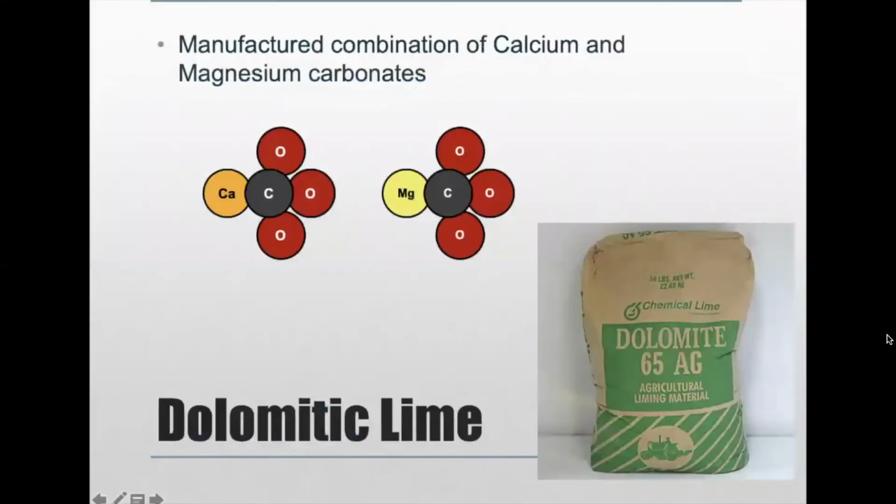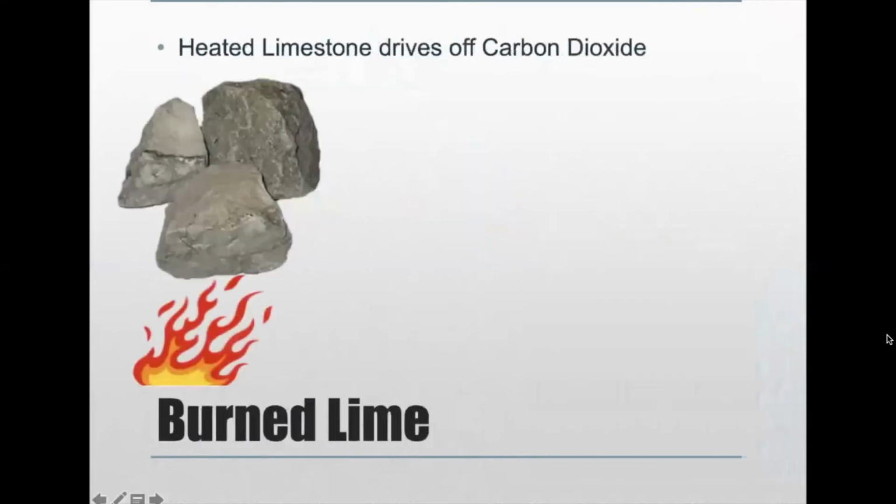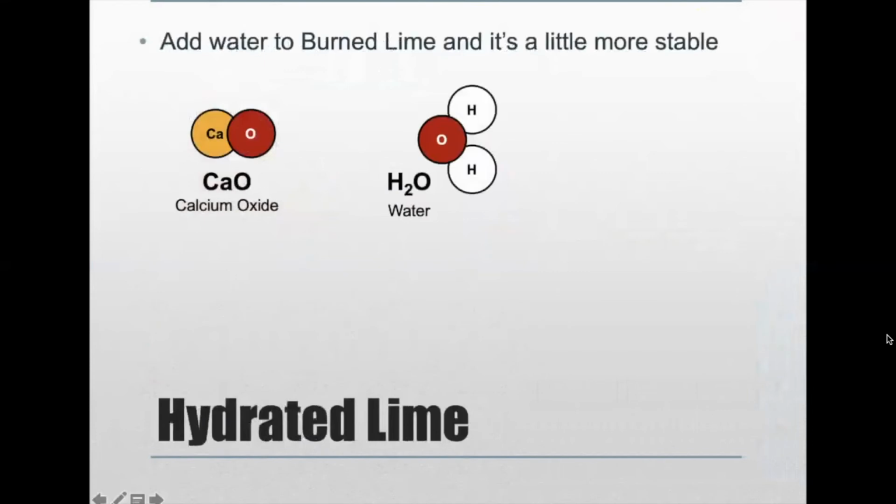Now we have dolomitic lime, which is manufactured in a combination of calcium and magnesium carbonates. We have burned lime, which is heated limestone, and this is driven off of carbon dioxide. And lastly, we have hydrated lime, and this occurs when you add water to burned lime, and it's just a little bit more stable than burned lime.